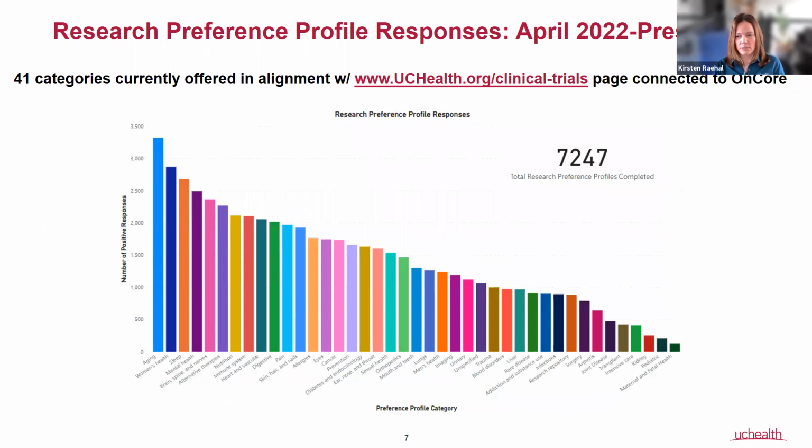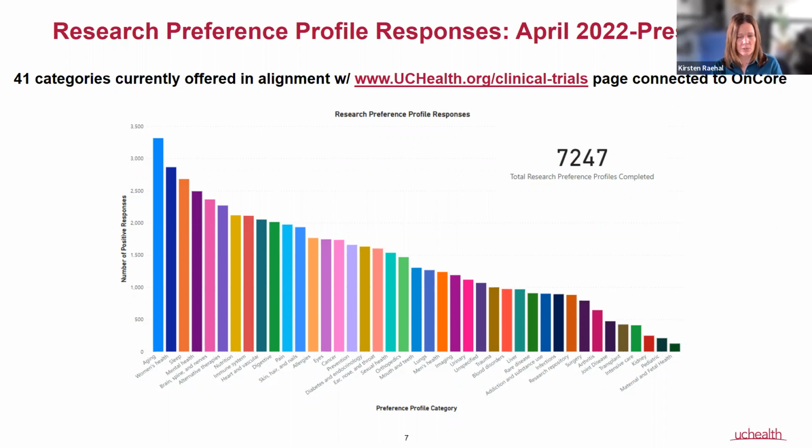So here is a graph showing all of the different research preference profile responses that we've received since April of 2022 when it went live. We offer 41 different categories, and these are all in alignment with clinical trials at CU and UCHealth, and is connected to Encore. And even without us marketing this research preference profile questionnaire, to date we've had 7,200 individuals respond to it.